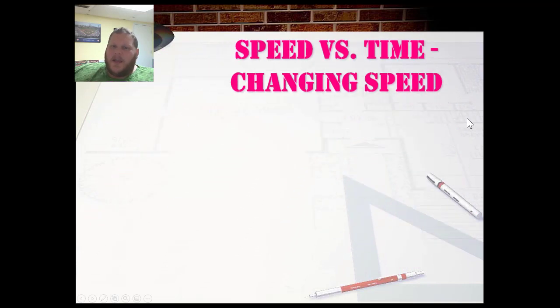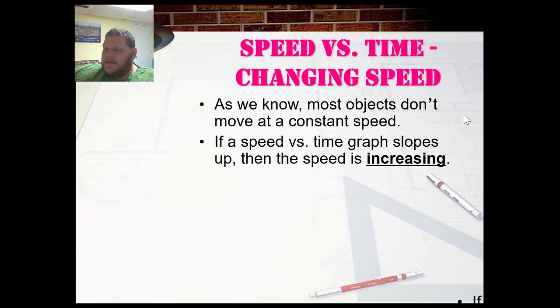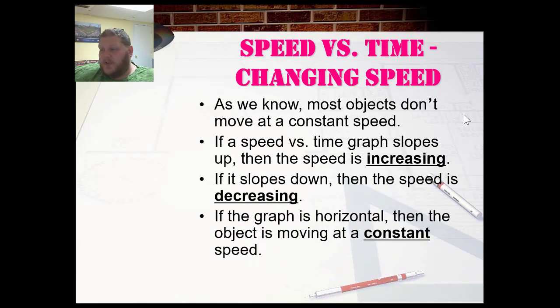Alright, speed versus time graph: changing speeds. As we know, most objects don't move at a constant speed. So if our speed versus time graph has a slope, when it slopes up, that speed is increasing, and when it slopes down, that speed is decreasing. So that's where we're talking about acceleration versus deceleration. And if the graph is horizontal, my object is moving at a constant speed.